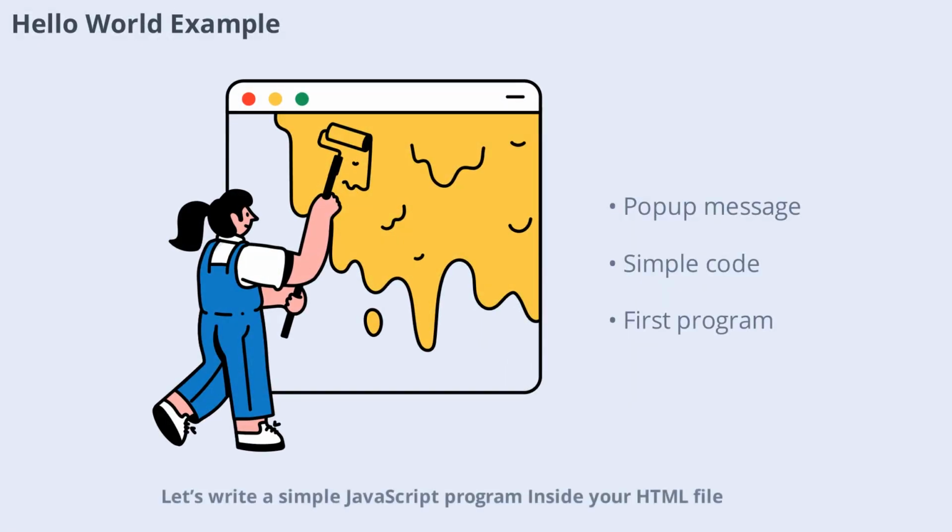Let's write a simple JavaScript program. Inside your HTML file, add the following code: script, alert hello world, /script. This line creates a pop-up message in the browser. When you open the web page, it will display hello world. It's a classic first step in learning any programming language. Congratulations, you've just written your first JavaScript program.